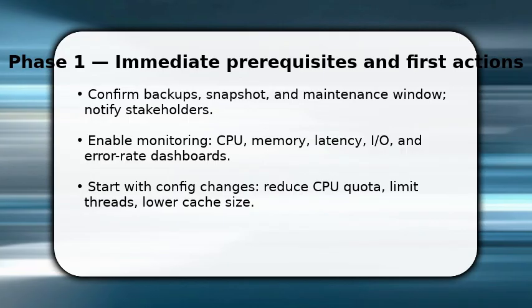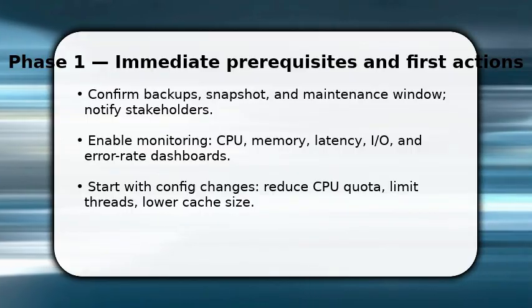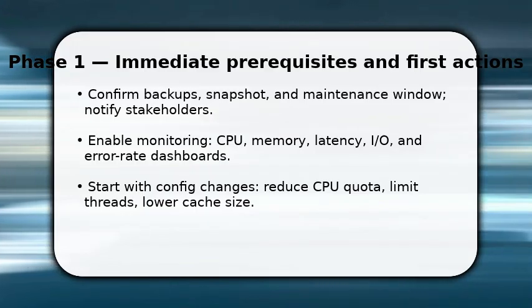Reduce CPU quota and thread pools, lower cache sizes, and tighten connection limits. Do this incrementally, apply one control at a time and wait for metrics to stabilize, because you need to observe cause and effect, not guess at outcomes. Once initial throttling is active, escalate methodically.